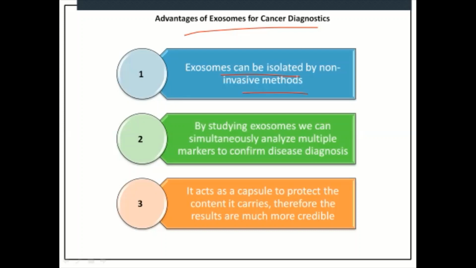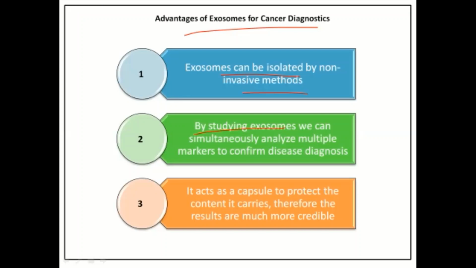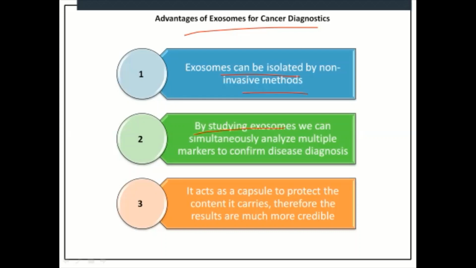Furthermore, while using exosomes, we can check for many biomarkers simultaneously. We do not look for only a single biomarker. We can check for protein, mRNA, and miRNA at the same time from a particular exosome. So that helps us to look for many markers simultaneously. Also, exosomes act as a protective capsule to prevent degradation of the biomarkers within them, so whatever results we get are much more credible and authentic.